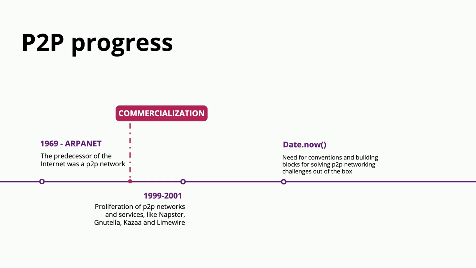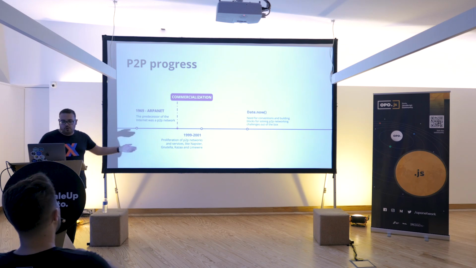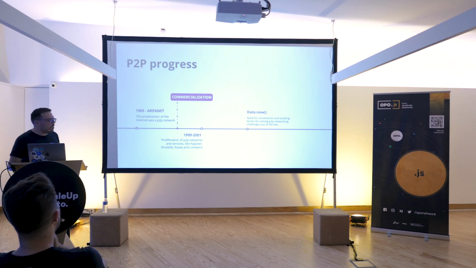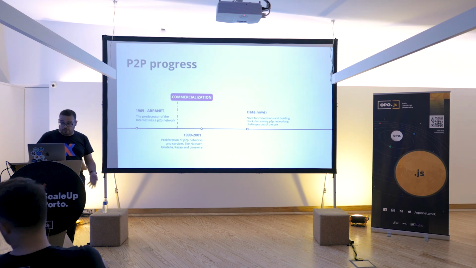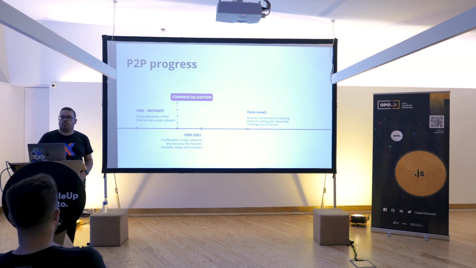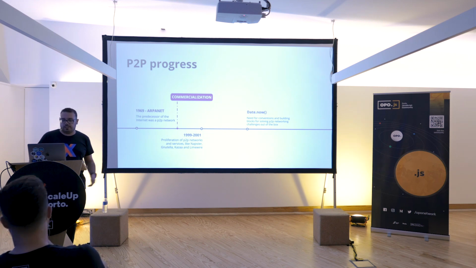However, about 20 years ago, several peer-to-peer networks and services appeared, lots of them in a space of two to three years. You probably know some, like Napster, Gnutella, Kazaa, and LimeWire. But the problem was that the state of the art did not improve a lot since then.